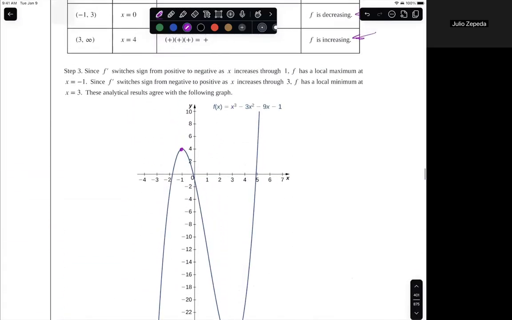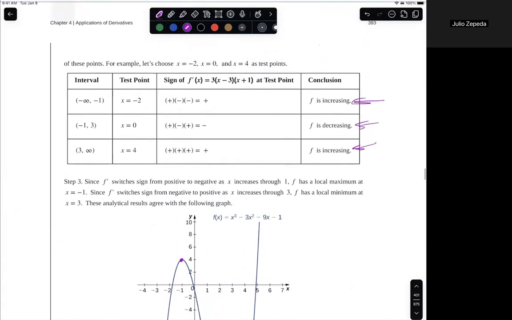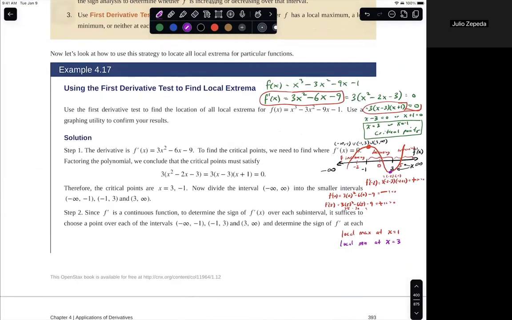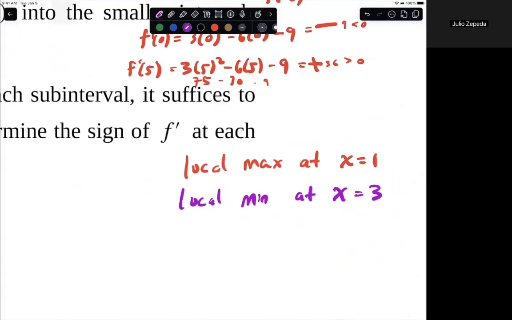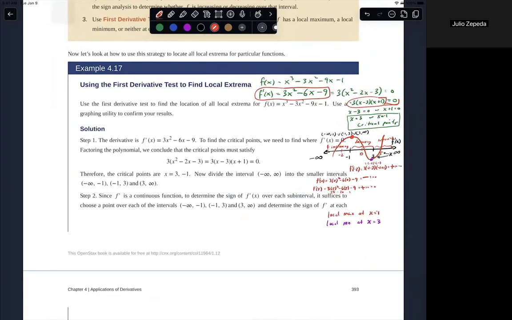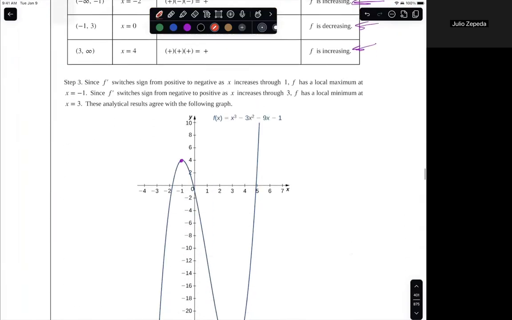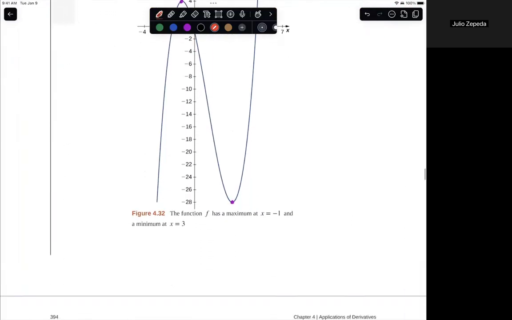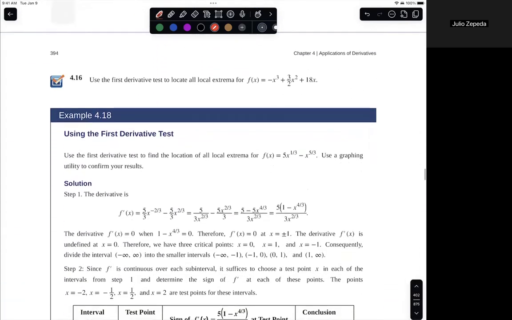Okay, now if we wanted to find the y values, we could plug in x equals negative 1, oops, I dropped the negative again, and x equals 3 into the original function. I don't think it asks us for that. Yeah, so we'll leave it at that. And you can see from the graph what they are. Okay, we'll continue.